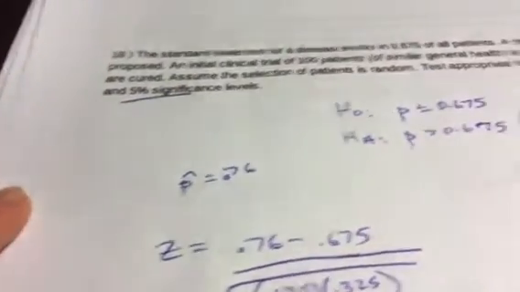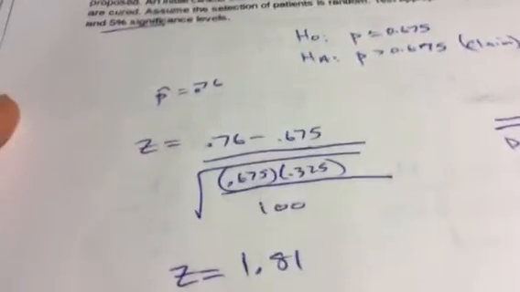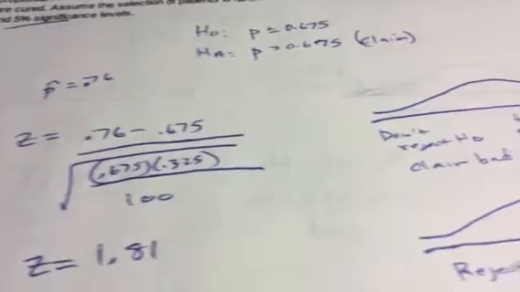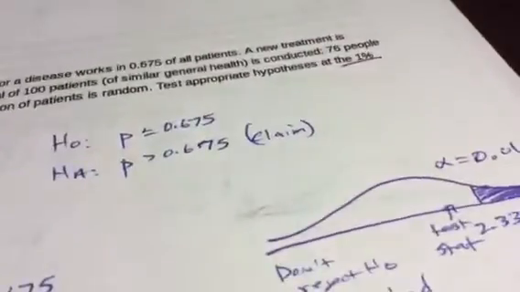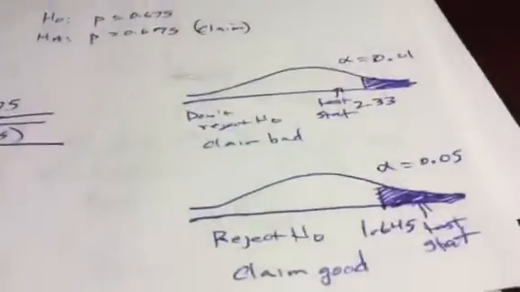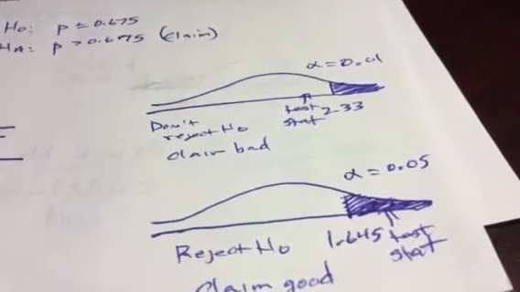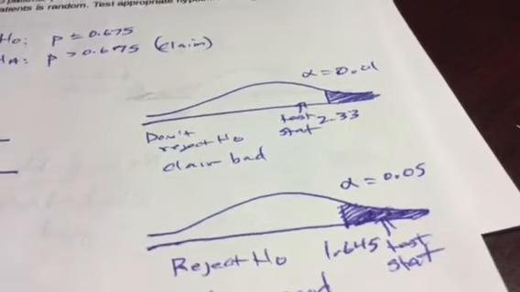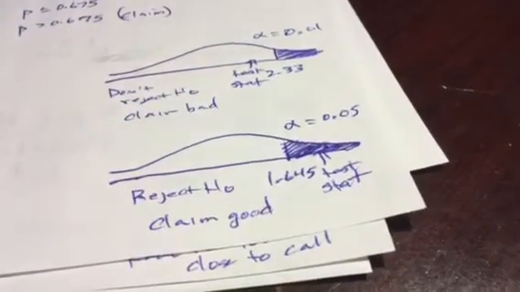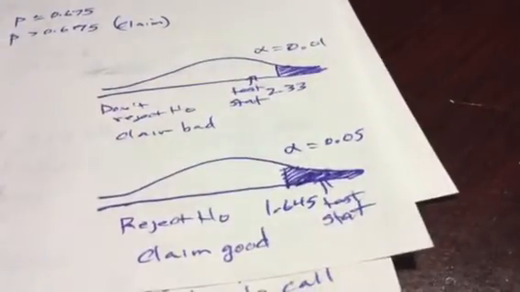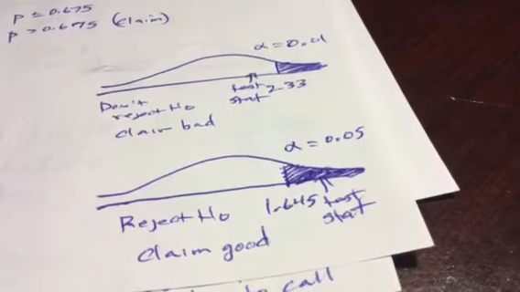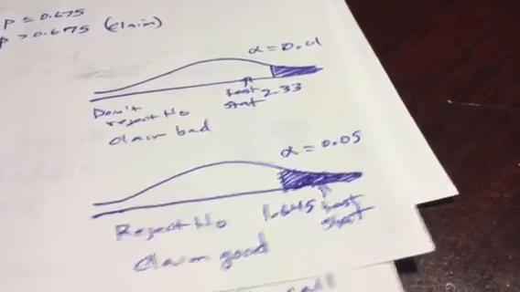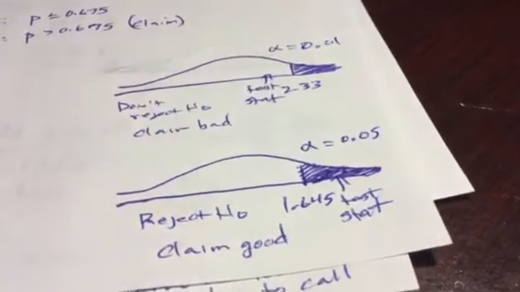Your sample proportion is simply 76 divided by 100, 0.76. Your test stat is 1.81. So at 1% and 5%, at alpha 0.01, 1.81 would be to the left of the rejection region, so you fail to reject H0, so the claim looks bad. But at alpha 0.05, you reject H0 and say the claim is good. So if you're the person developing this new treatment, you can use alpha 0.05 to say, hey, this looks good. Let's go with the treatment.